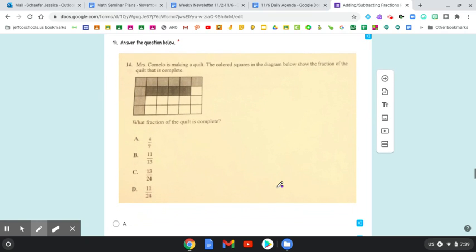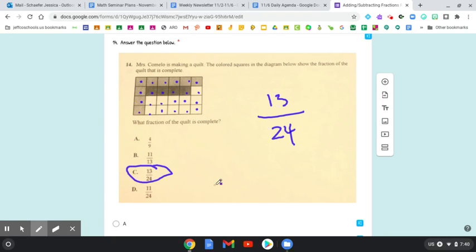Number 14, Mrs. Comello is making a quilt. The colored squares in the diagram below show the fraction of the quilt that is complete. What fraction of the quilt is complete? So I see 1, 2, 3, 4, 5, 6, 7, 8, 9, 10, 11, 12, 13 of them are shaded in, out of 14, 15, 16, 17, 18, 19, 20, 21, 22, 23, 24. Their 13/24ths is completed.